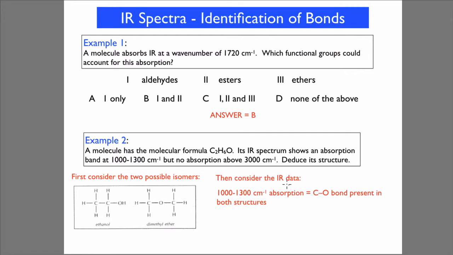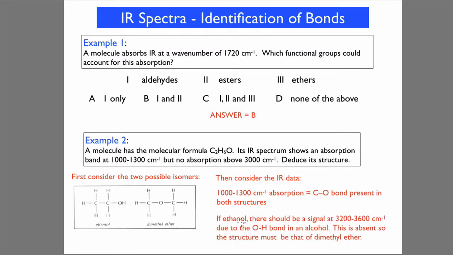We've considered the IR data. We've got 1300 absorption, which equals a carbon oxygen bond present in both structures. Yep, and there is a carbon oxygen in both structures. However, if it was ethanol, there should be a large signal at 3200 to 3600 due to the OH bonds in the alcohol, and it's absent. So the structure must be that of dimethyl ether.